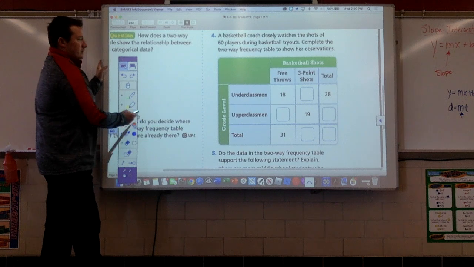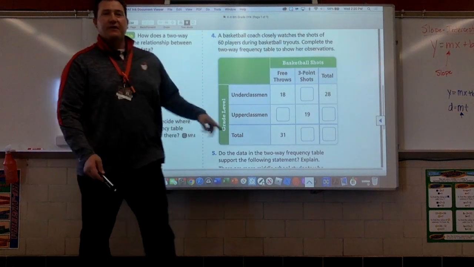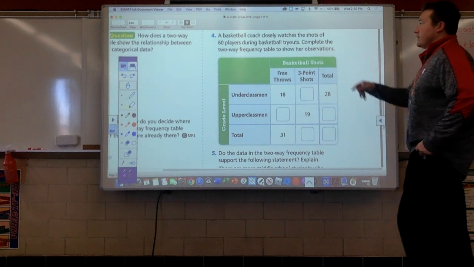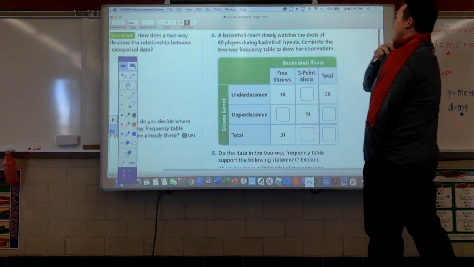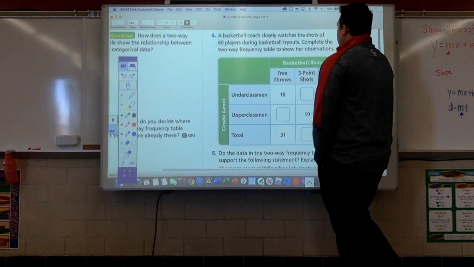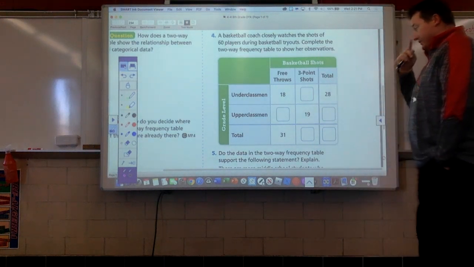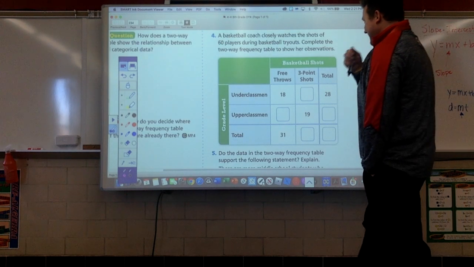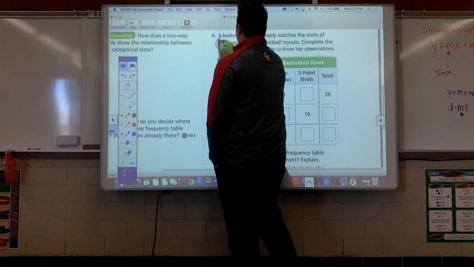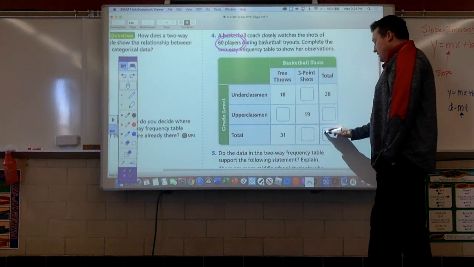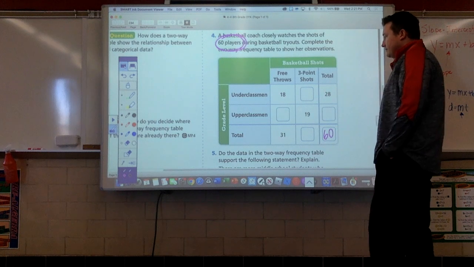Here we go. Our turn. We get to fill in this two-way table. If you're not sure where to start, look at question 2. We just answered it. A basketball coach closely watches the shots of 60 players during tryouts. Complete the two-way table to show the observations. It tells me 60 players. I could probably put that somewhere right now, folks. That means we had 60 here.